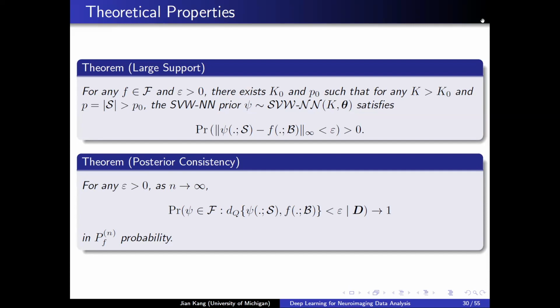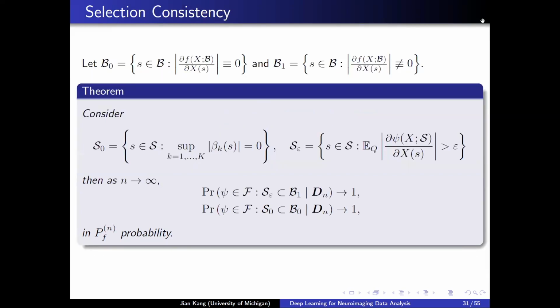But the point here is that if we use this neural network, we can show that it has a large support. Basically, you have positive probability concentration in an arbitrarily small neighborhood of any true function under consideration. Using this single layer spatially varying neural network operator, we can establish posterior consistency and also selection consistency, which is important. This is a sort of nonlinear function variable selection problem, where you select the particular brain regions that are actually related to the predictors.